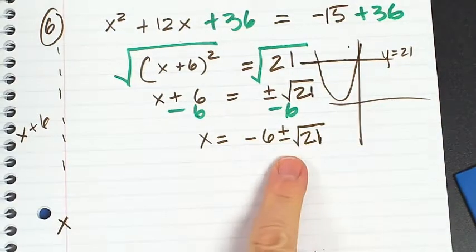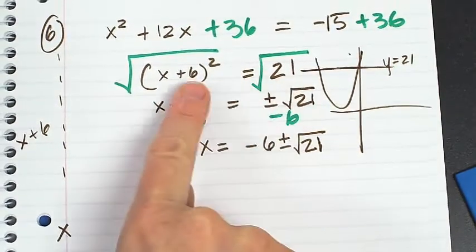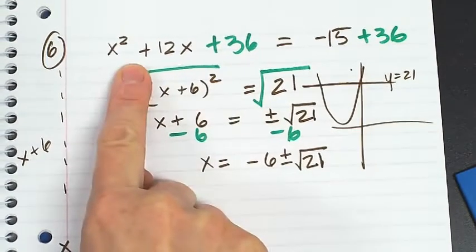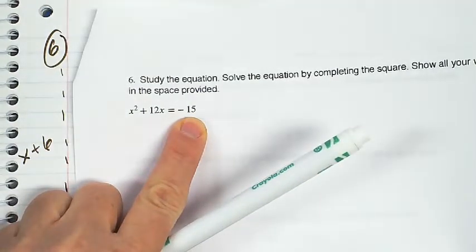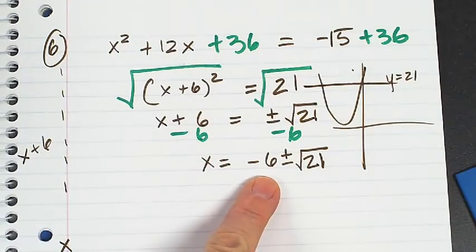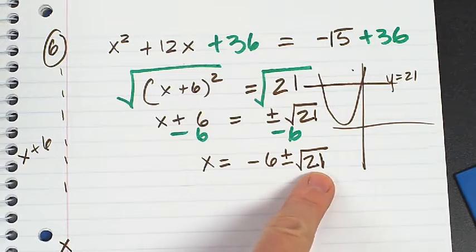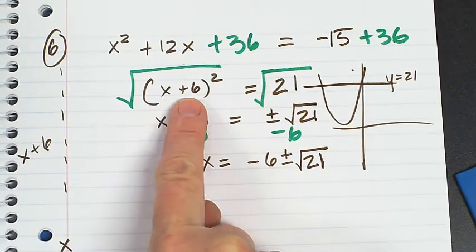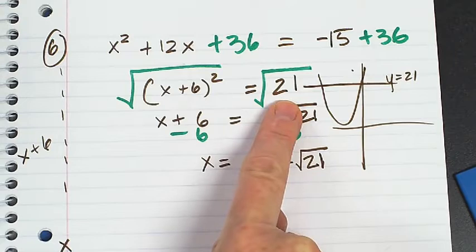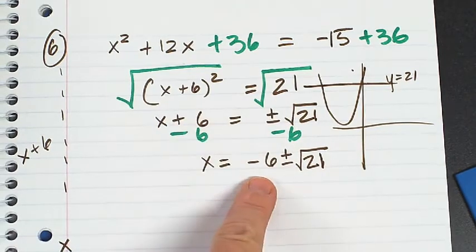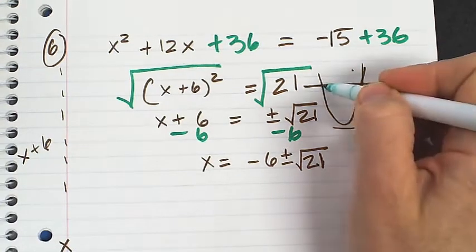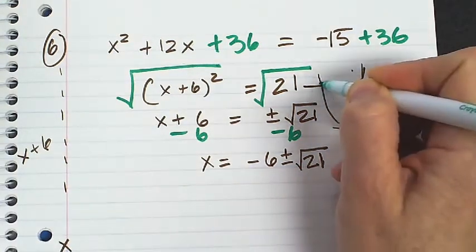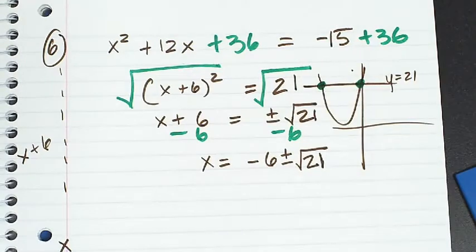I'm good with that. If you want to plug these into the calculator, you can either plug in this, or you could have plugged in this. This for the first equation, this for the second equation, and where those intersect will be the same as negative 6 plus square root of 21, negative 6 minus square root of 21. Or you could plug in x plus 6 squared and 21 for the two equations, and they will also intersect at two places, negative 6 plus square root of 21 and negative 6 minus square root of 21.